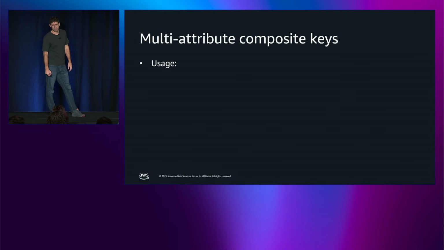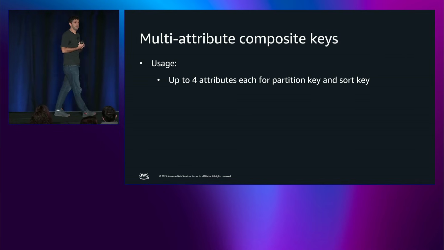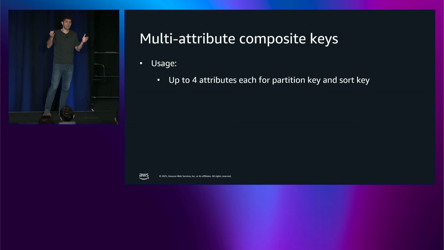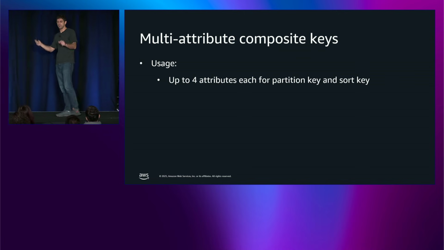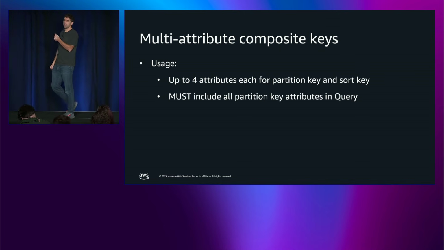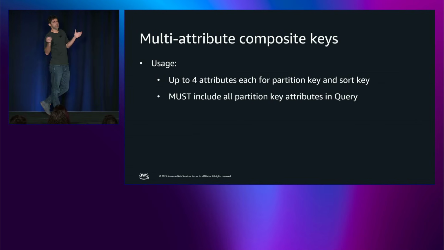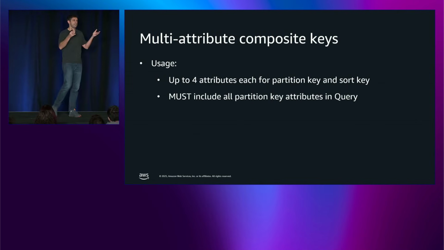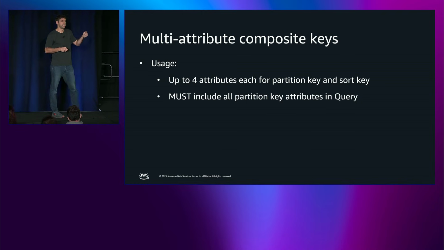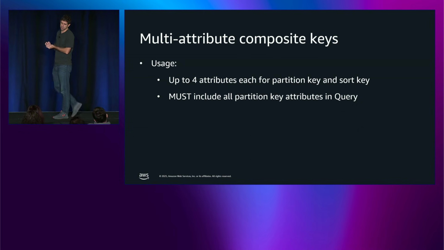In terms of how it works, right, you get up to 4 attributes each for your partition key and sort key. So you can still just use one attribute for each if you want to, but you can specify up to 4. Now, when you're doing a query operation, you have to include all your partition key attributes in your key condition expression, right? Because it's the same thing. You still need to know exactly which partition you want to go to, where this data is located. So you need to make sure you have all your partition key attributes in there.